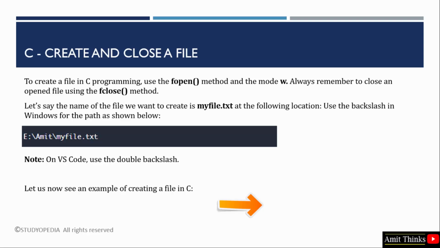So here we are taking an example of a file, myfile.txt, in the E drive. Remember that you can create a file in any drive, whether it's D, E, F, okay. Also you need to use the backslash for the path. Remember on VS Code, you need to use the double backslash for the path. So let us first see an example and create a file in C language. We will open and close a file.